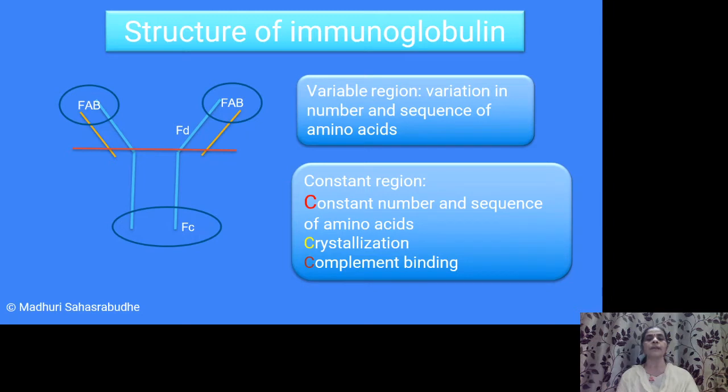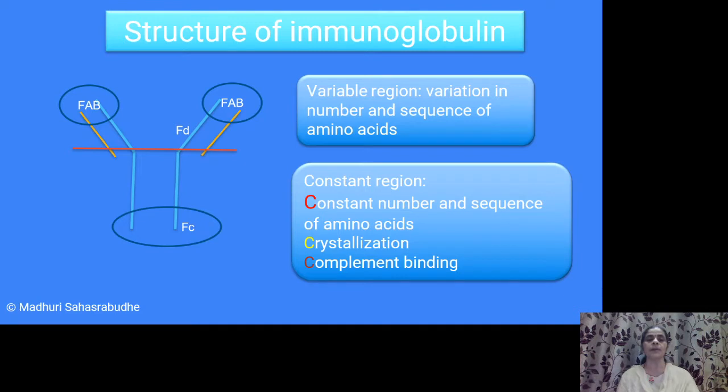Second point is FC. FC is fragment, C is constant. Whereas FD is the inner portion of the heavy chain, called the FD portion. FD stands for variation. Okay. So if you look at the diagram again, we'll observe that there is a red line. The portion above the red line is called the variable portion, whereas the portion below the red line is called the constant portion. Variable portion or variable region, constant portion or constant region.